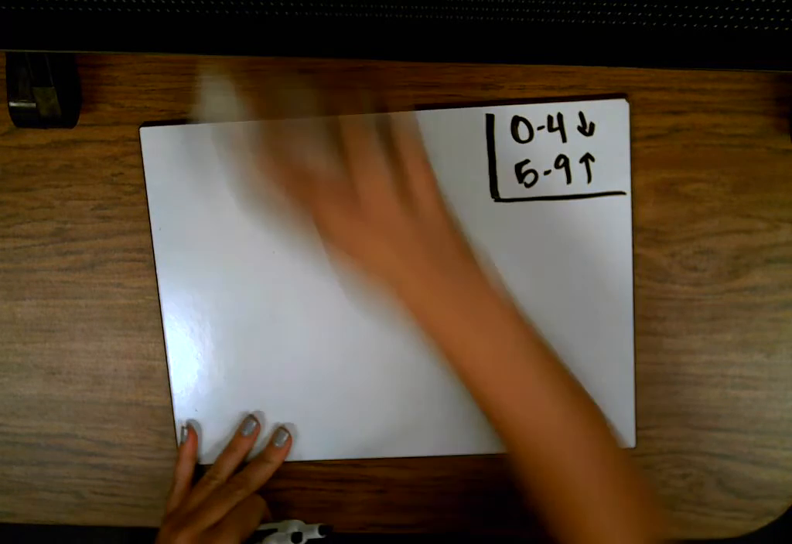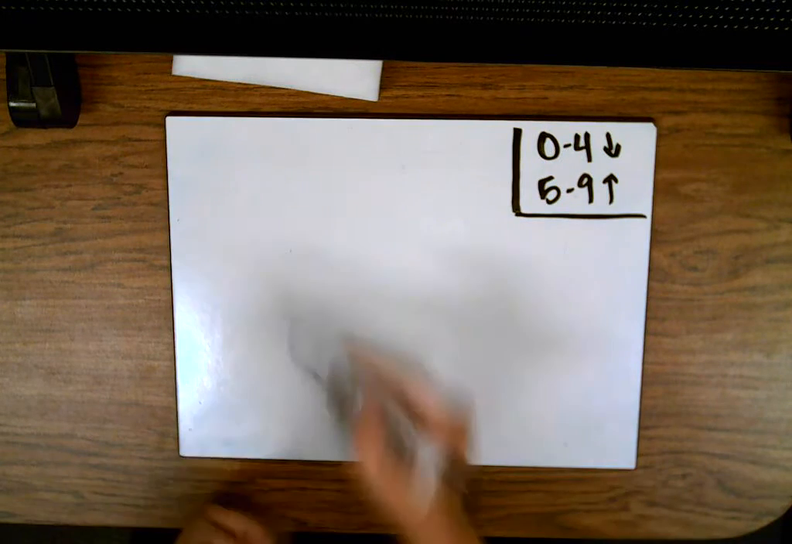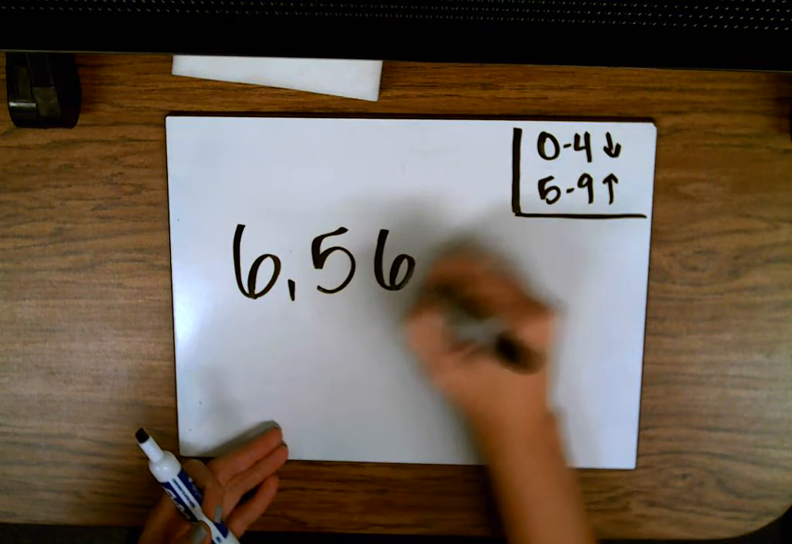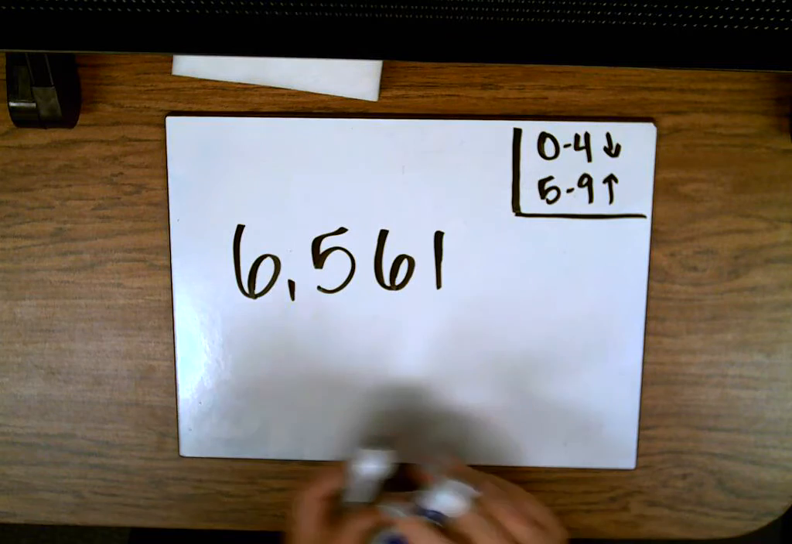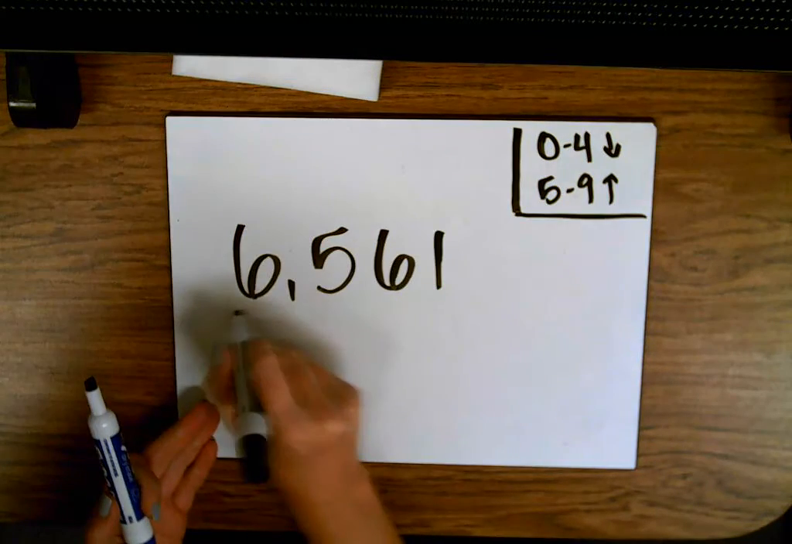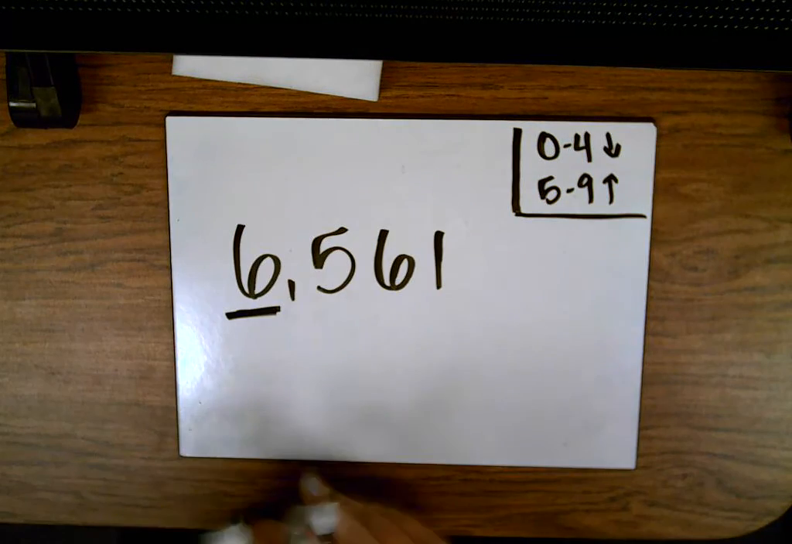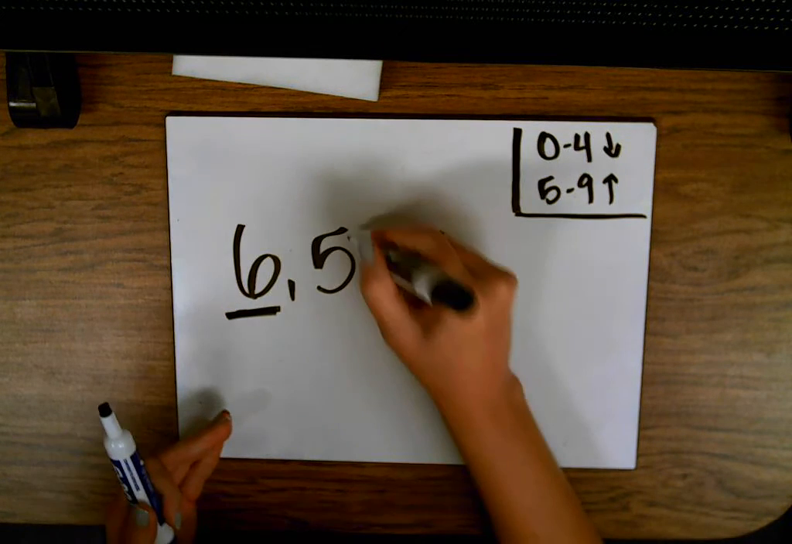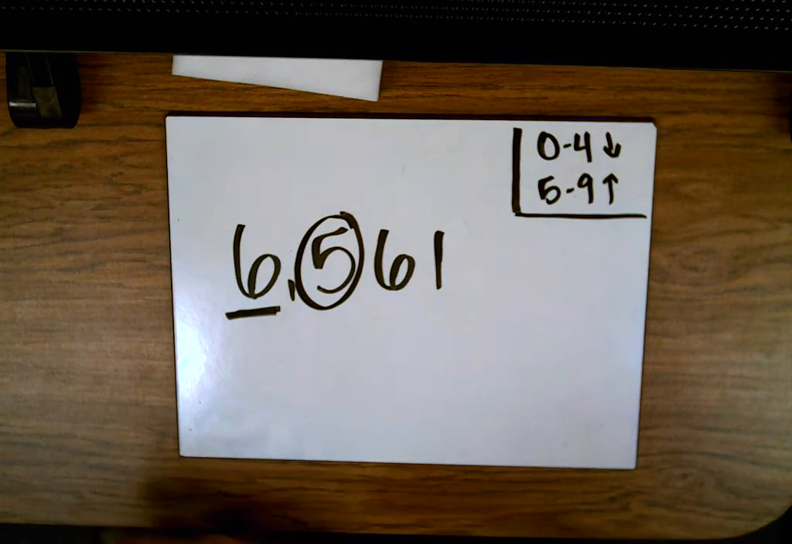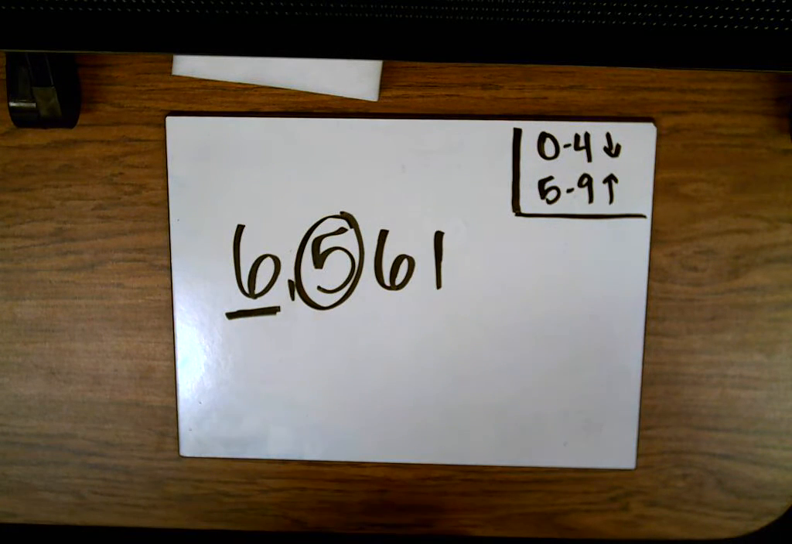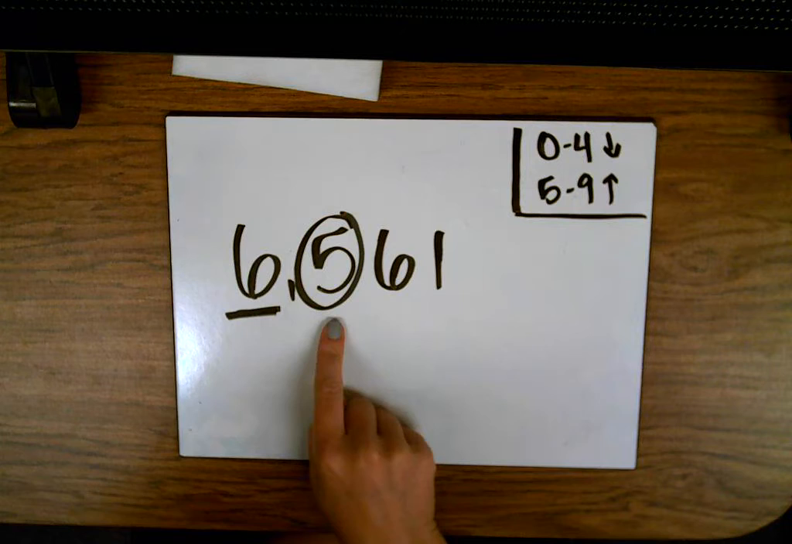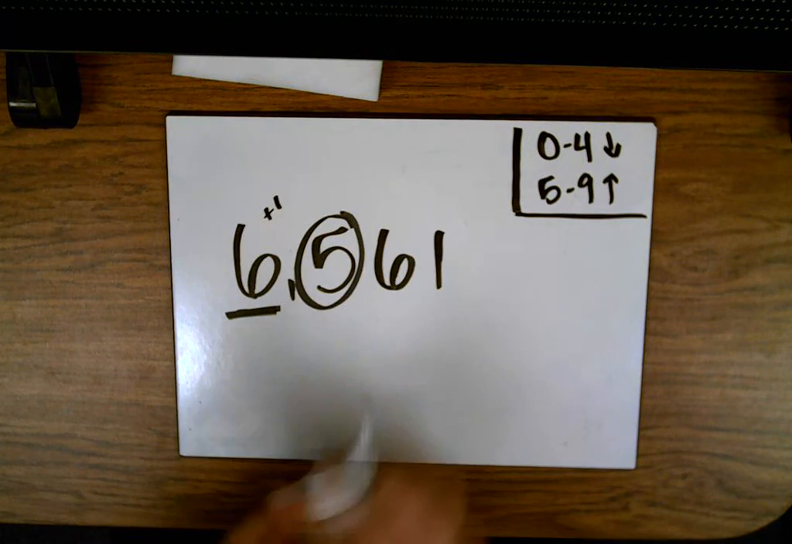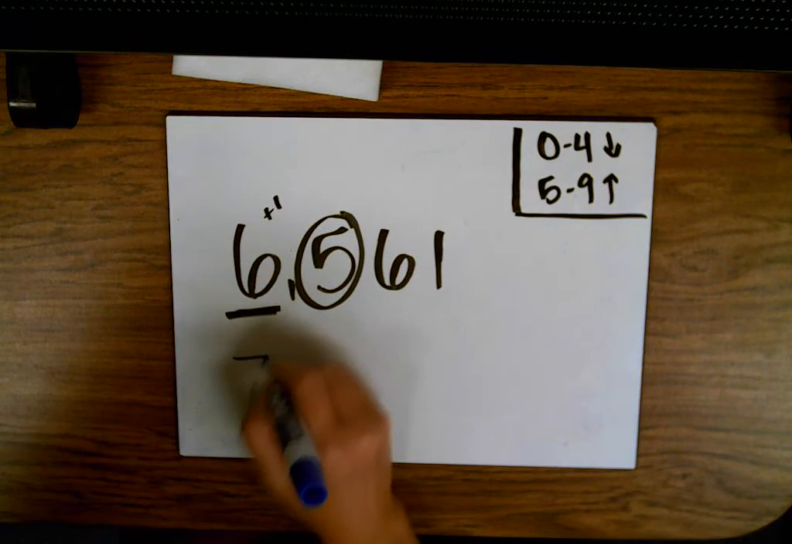And the last number we're going to do today is 6,561. And we're going to round this number to the nearest thousands. So we're going to look at the hundreds place to decide if the 6 changes or stays the same. So the number is 5. So the rule is 5 or more, raise the score. So we're going to add 1 to the 6, and that's going to change it to 7,000.